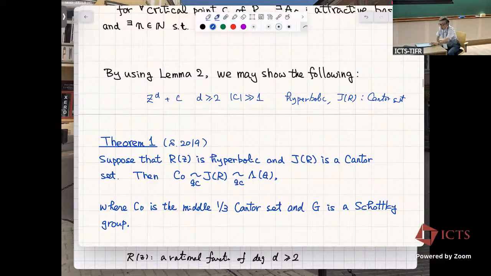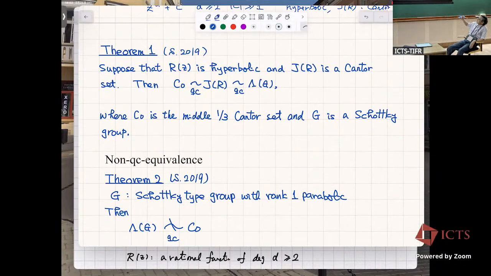And here's the first theorem. If R(z) is hyperbolic and the Julia set is a Cantor set, then the Julia set J(R) and the limit set Λ(G) of a Schottky group are Cantor equivalent to the standard Cantor set, as I explained. That's the first result. Note that it does not depend on the rank of the Schottky group. If you take a rank 4 Schottky group or maybe a rank 100 Schottky group, we can get a lot of limit sets, but it's a Cantor set anyway. So they are Cantor equivalent. That's the result.